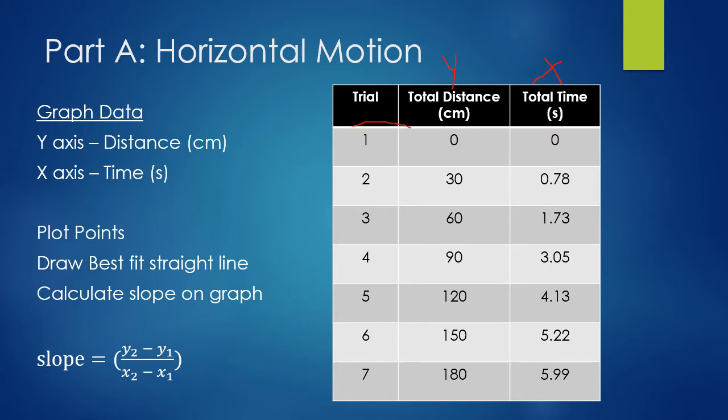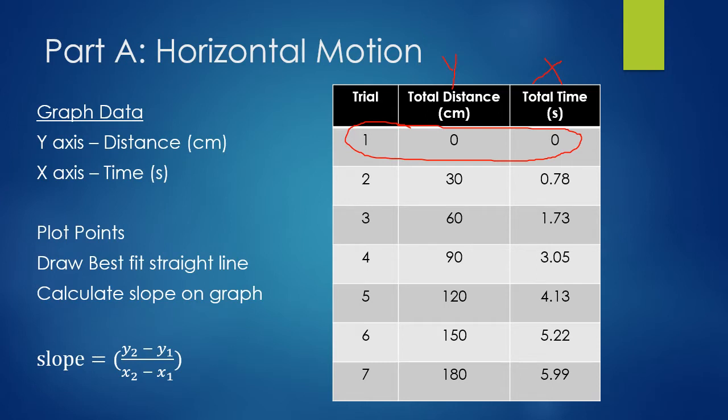We're going to take this first point in trial 1 and plot that. Notice that trial 1 just has 0 for distance and 0 for time. This is just to ensure that you are going through the origin when making your best fit straight line. And also, if you think about it, if you go a total distance of 0 centimeters, that will take you a total time of 0 seconds. So it is a plausible point.